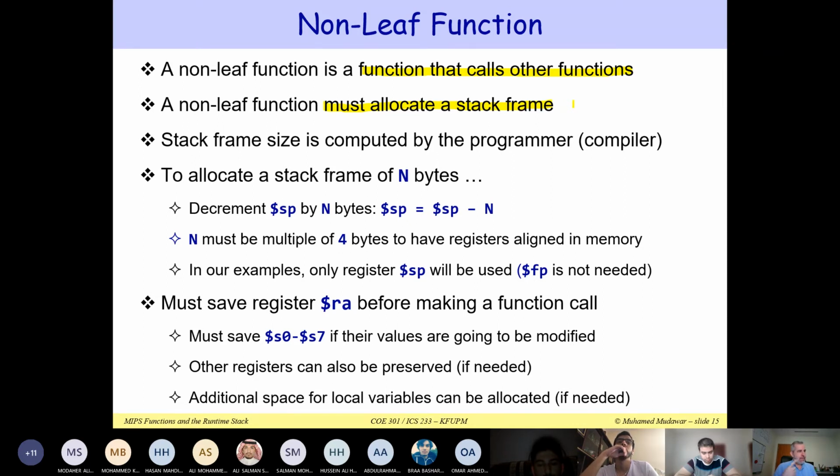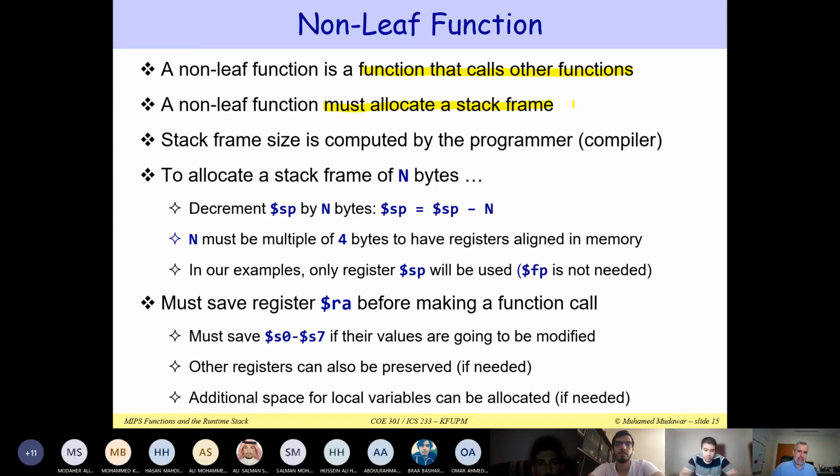And before calling function g, function f has to save its own return address because it wants to return back to its caller when function f is done. So before making the call to function g, it has to save its own return address. It cannot really use another register to save the return address. It has to save it in memory on the stack. Therefore, it has to allocate a stack frame at least to save its own return address.